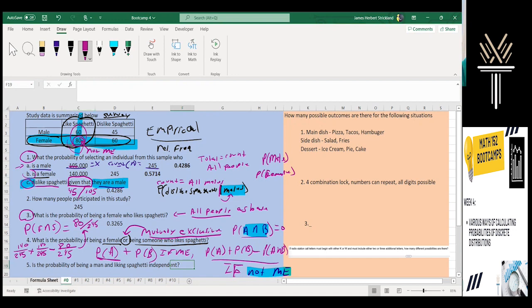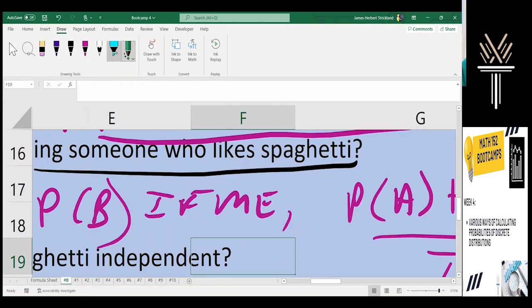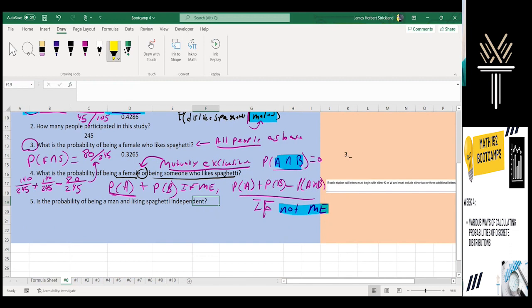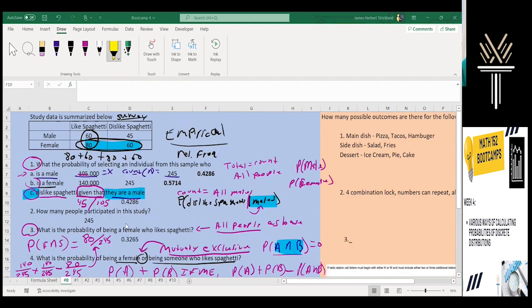Now, a good question you might be asking is, well, that's nice and everything, but why do we have to subtract? Well, if you think about it, let's back up a step. When we found the probability of being female, we added 80 and 60, right, as our female group. And then when we found the people who like spaghetti, we added 80 and 60. But notice that we're adding this 80 and 60, then we're adding this 80 and 60.